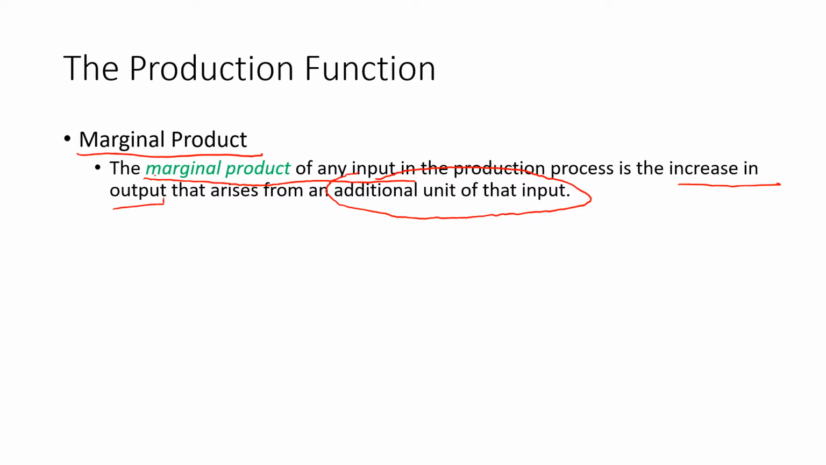Let me use a small example here. For example, a firm is producing 100 units and has hired 5 laborers. Then when they hire a 6th laborer, the production rises to 120. So how much change has occurred because of an increase in 1 unit of labor? That is 20. So the marginal product here is 20.